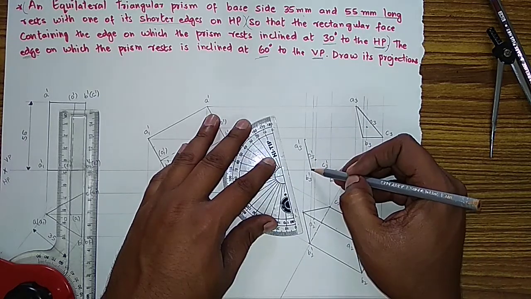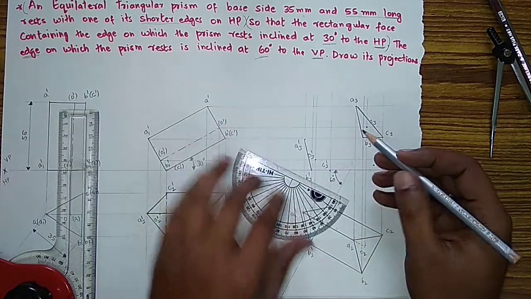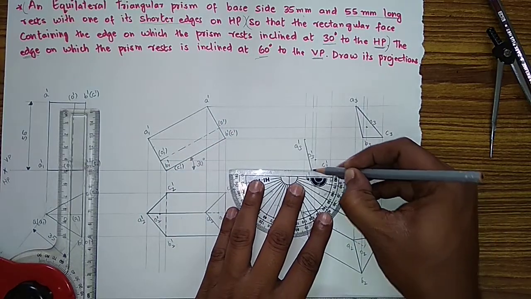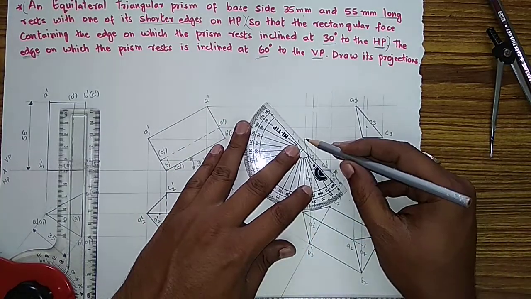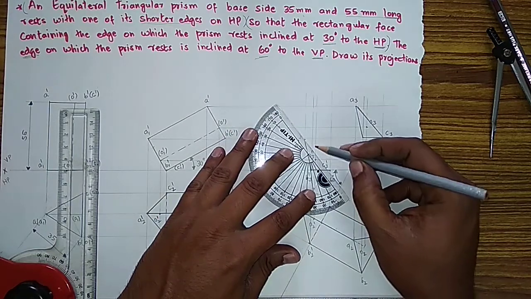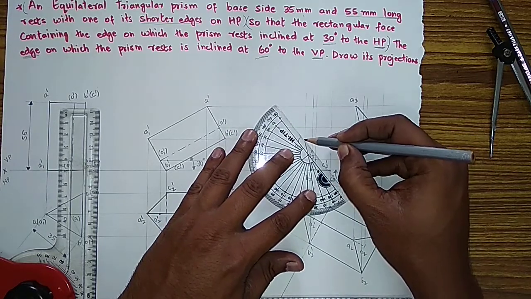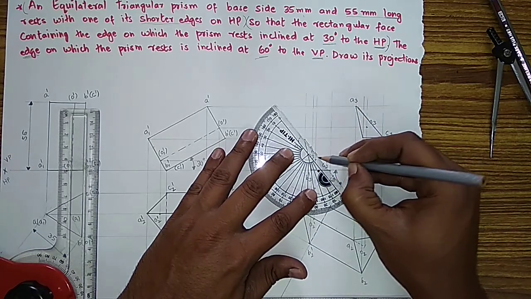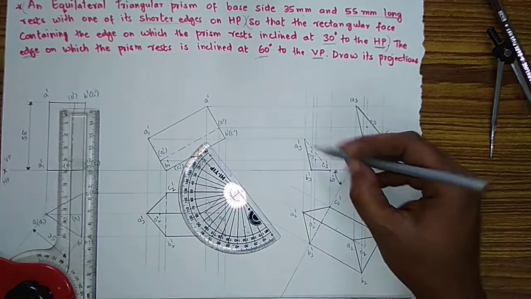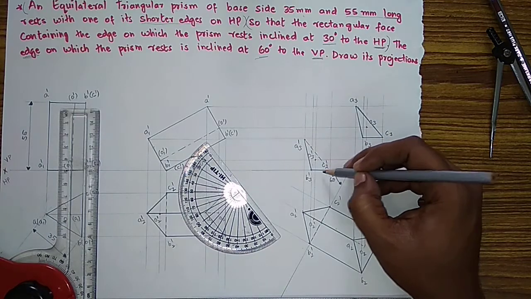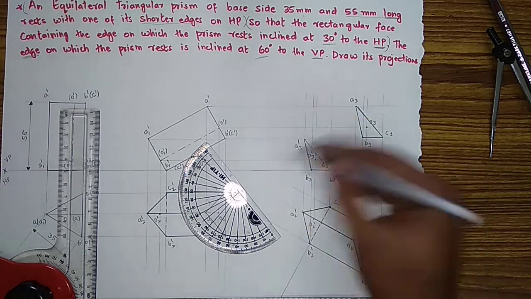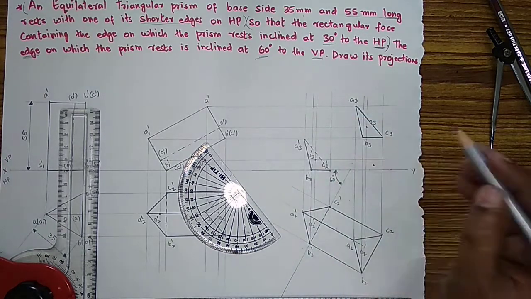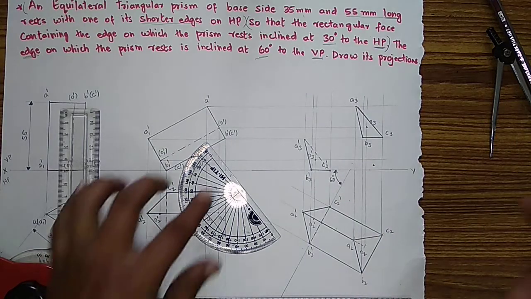Means boundary will be dark. Then B to C is also boundary, so doing dark. Then C to A, it is not coming on the boundary. It is coming inside the plane in this figure. So do it dotted. Why? Because it is invisible. It is coming inside. These two lines are outside, the boundaries. It is coming, so boundary will be done as dark.